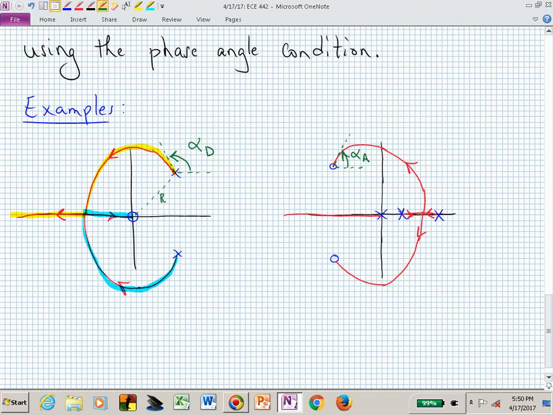Questions on Rule 5. We're trying to figure out the angle we're departing complex poles, and at what angle or direction we are arriving at the complex zeros. Question?